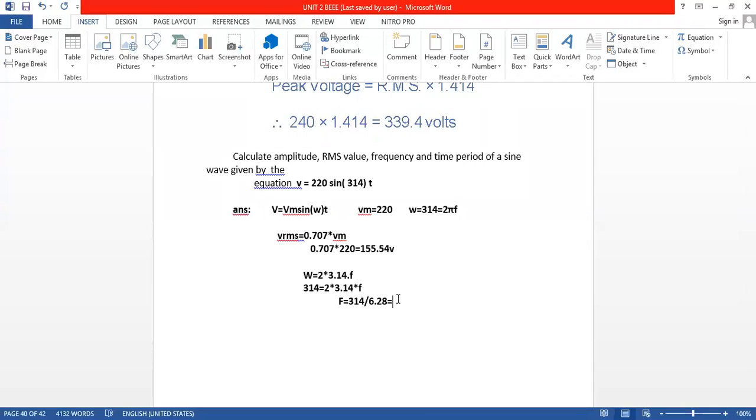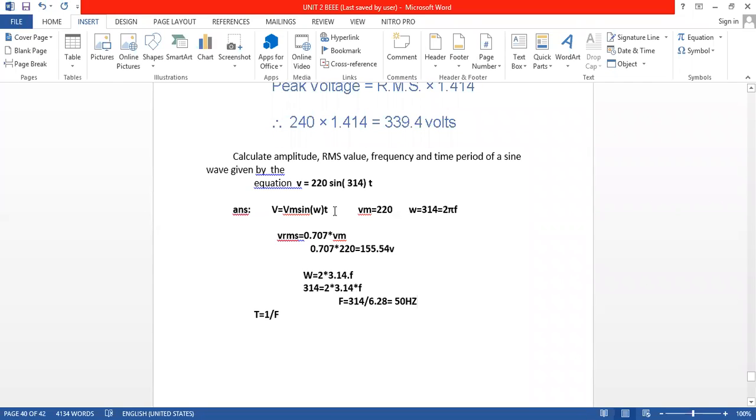Frequency. I will go with the next one: time period. The time period formula is T equal to 1 divided by f. The answer is 50 hertz. So 50 Hz we can write. Okay, so that is the frequency.